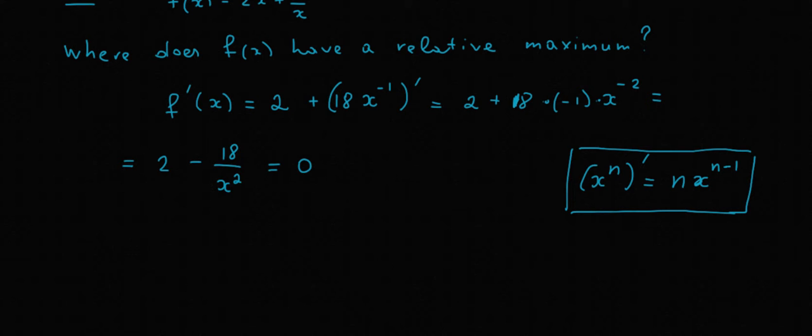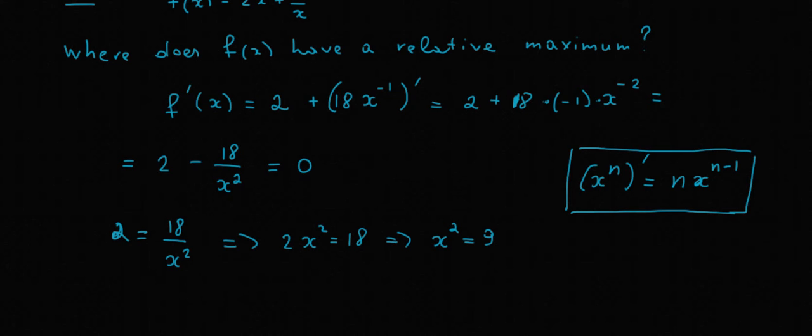Let's move the negative 18 over x squared to the other side. 2 equals 18 over x squared. Let's multiply both sides by x squared. 2x squared equals 18. Let's divide both sides by 2. That will give us x squared equals 9.